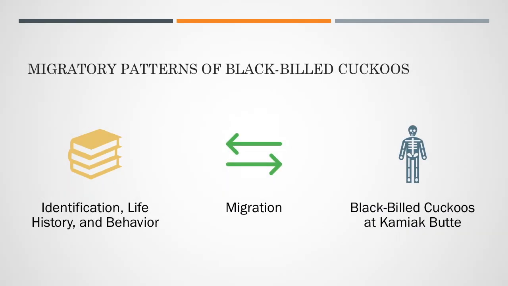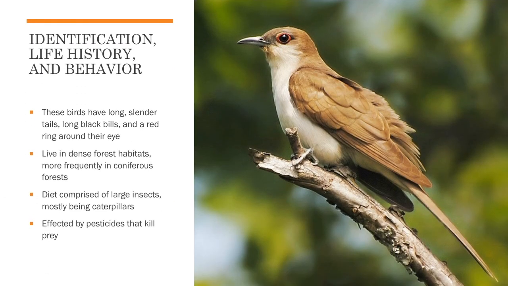Due to its isolation, Kamiak Butte is also a good resting area for birds that have strayed from their path of migration. One of these migrating species is the elusive black-billed cuckoo. These birds are not typically found in the Pacific Northwest, even during migration. So it raises the question, why was one spotted at Kamiak Butte?